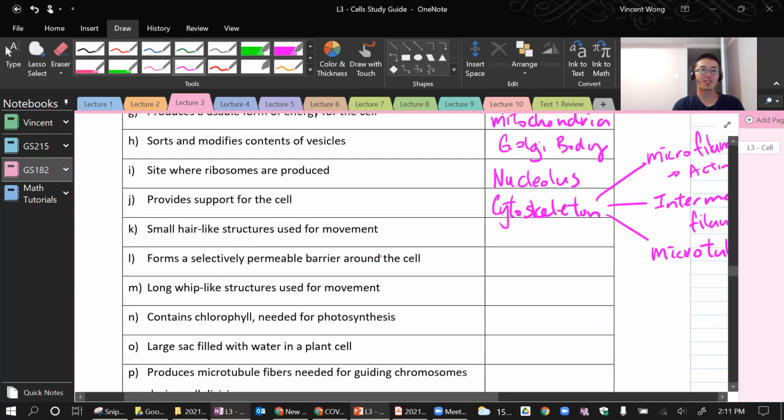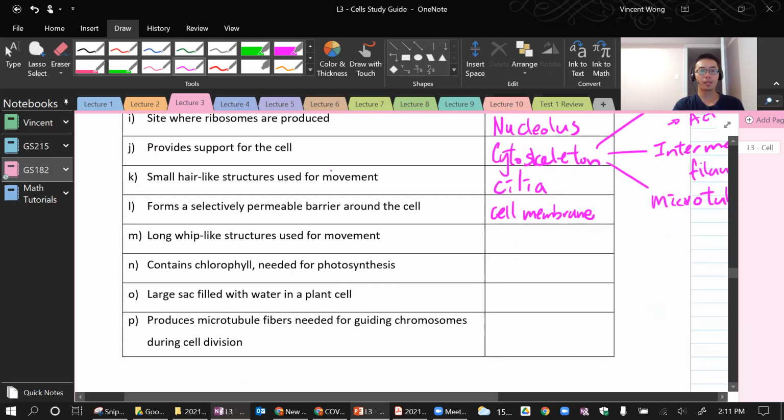Next, small hair-like structure used for movement. That is cilia. Forms a selective permeable membrane around the cell. Cell membrane. Long whip-like structure used for movement. Flagellum. Contains chlorophyll, needed for photosynthesis, that is chloroplast. Large sac filled with water in plant. Central vacuole.